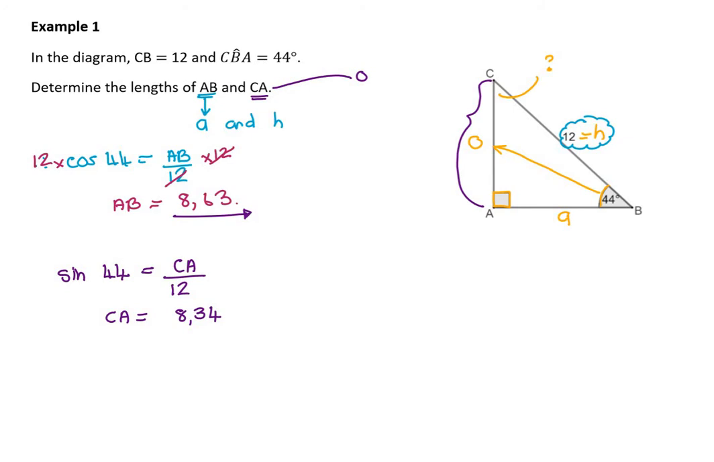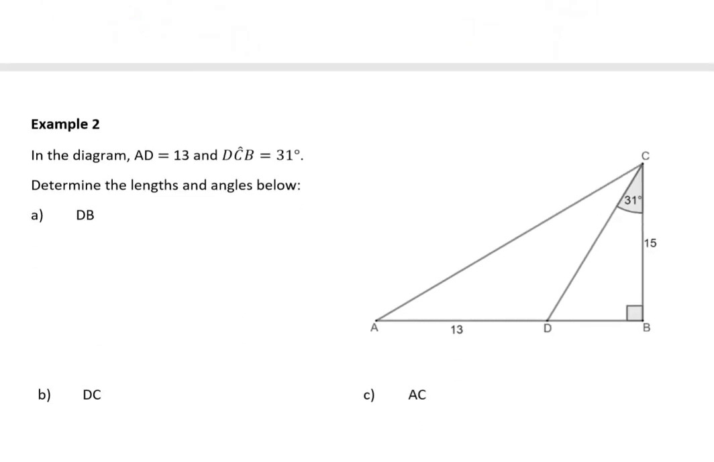So whatever works for you. You might have got a slightly different answer if you used Pythagoras and tan, but it would have been marked absolutely correct. The difference would have come from the rounding of that AB. Right, let's move on to another example.